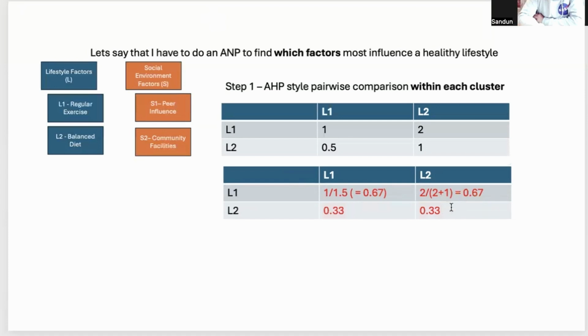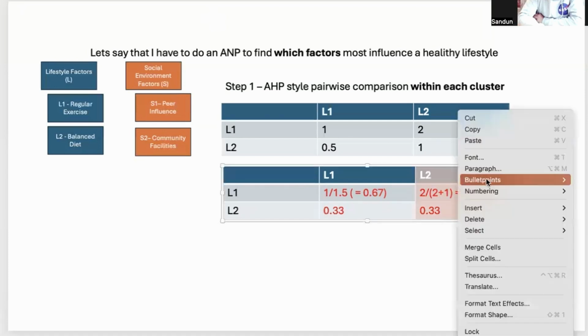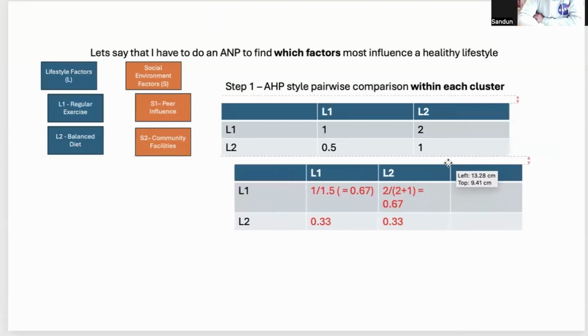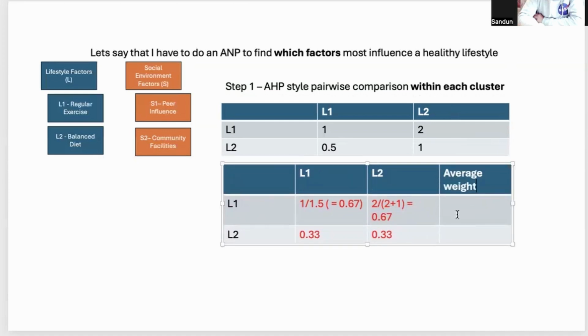The next thing is we have to get an average weight. To do that, I will insert a column to the right, and this will be my average weight. How do we get the average weight? You can obviously go with the geometric mean, but I'll go with the arithmetic average, which is 0.67 and 0.67, and this is going to be 0.67. I like to indicate that it is the average weight. So this is for L1 and L2, the lifestyle factors.